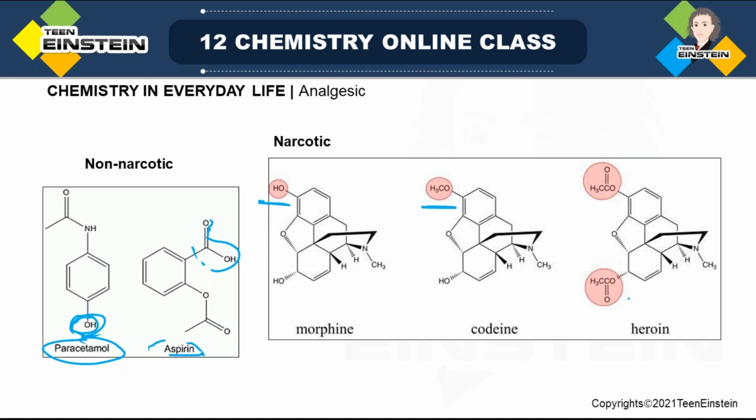And when it is heroin, now just compare with morphine. In morphine, we have two OH groups, but now these two OH groups are in acetyl ester form. So now the group is changed. So these are the only parts where there is some change. Otherwise, in these three molecules, in the basic structure, you will not find any difference. Okay.